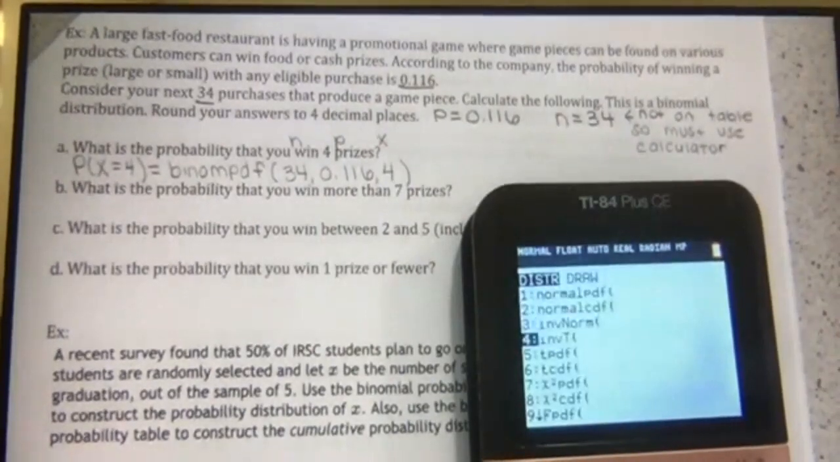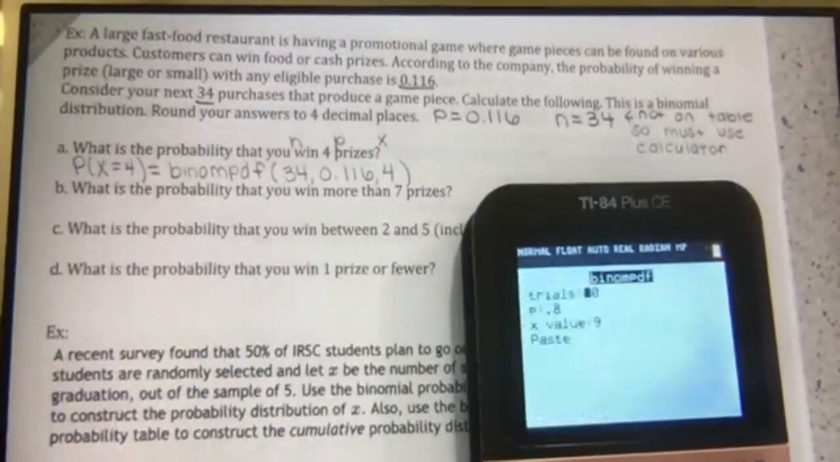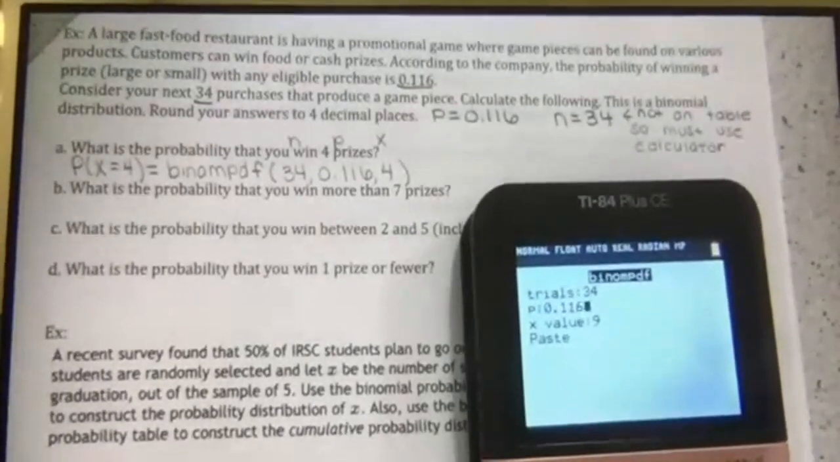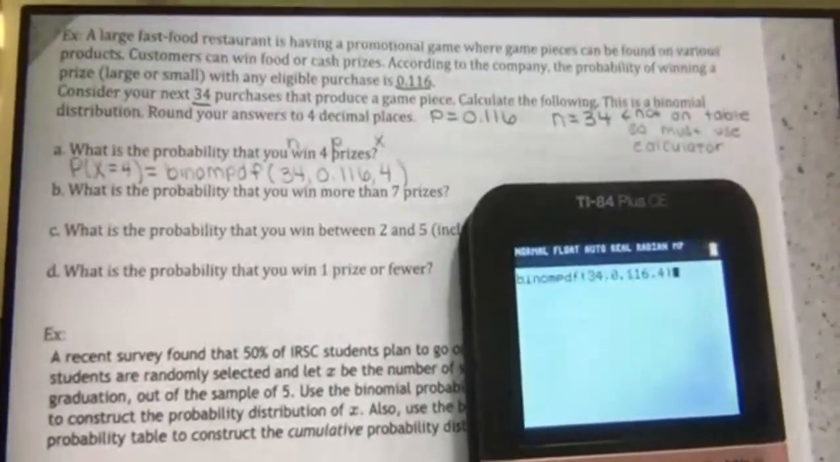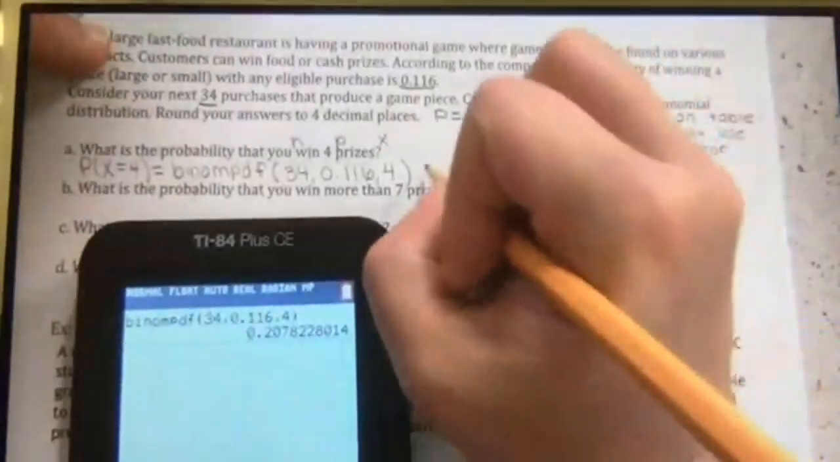So second bars going down to binom PDF. 34 trials, p is 0.116, and x value is 4. So all of our calculators should look the same. Boom, there's our answer, 0.2078.